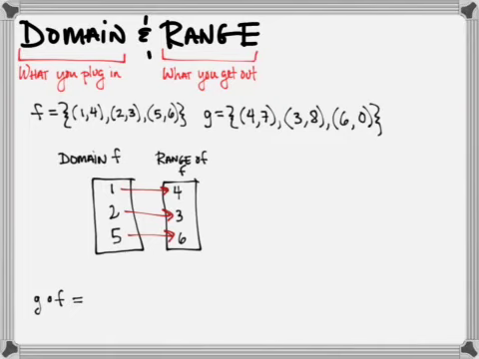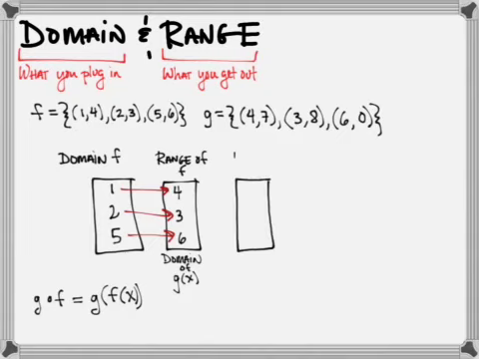Now, if I want to look at the composition of g and f, I'm going to take the values f of x, which is the range, and plug those into g. So my range of f becomes my domain of g. If I put 4 into g, I'm going to get out 7. If I put 3 into g, I'm going to get out 8. If I put 6 into g, I'm going to get out 0. So that becomes my range of g.